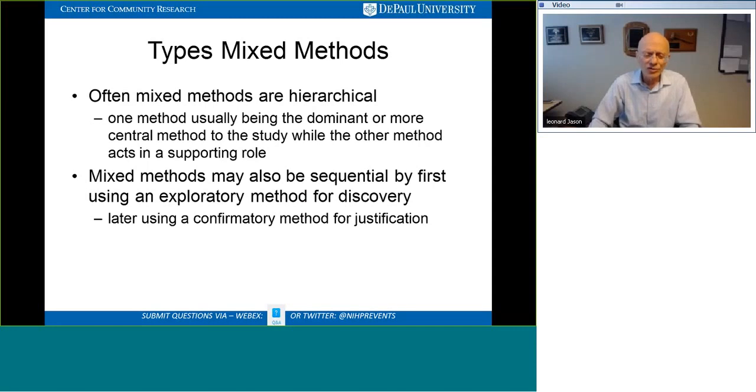Also, mixed methods may be sequential, by first using an exploratory method for discovery and later using a confirmatory method for justification. But they can also be simultaneous. They can be occurring at the same time as opposed to one occurring and then the second one occurring.